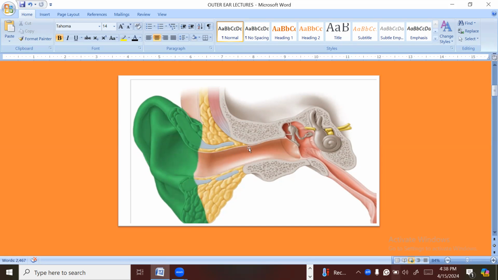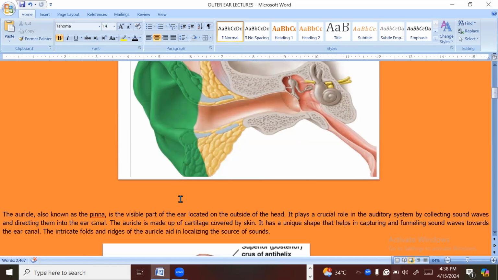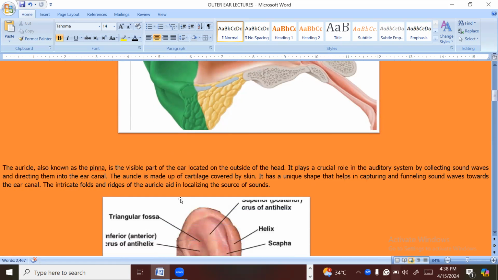And this is the external auditory meatus, which is one of the most functional parts. The major function of the external ear, the pinna, is to capture sound waves and concentrate them into the middle ear, and in furtherance to the inner ear.